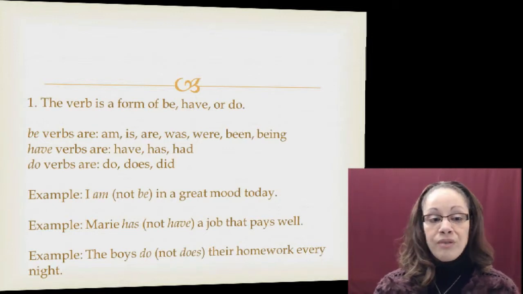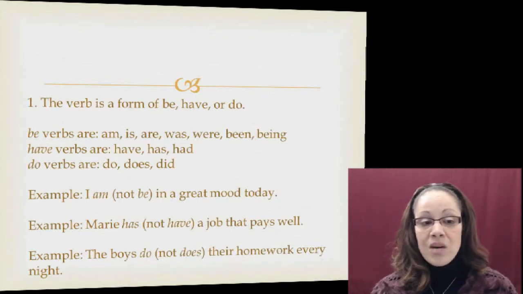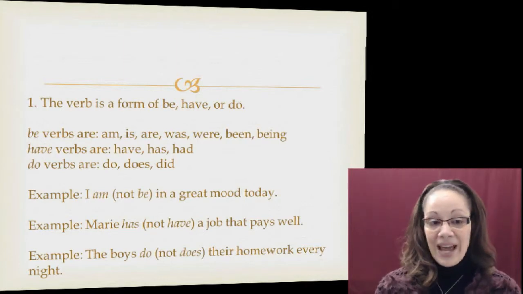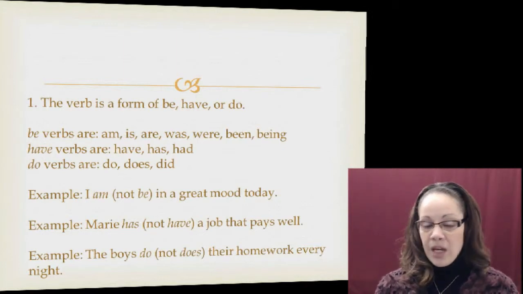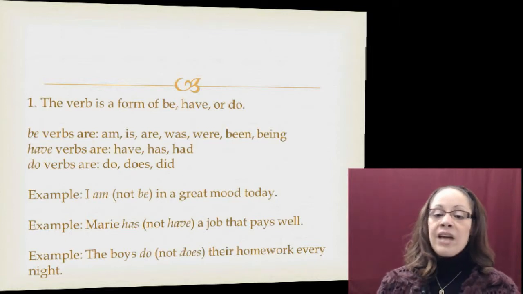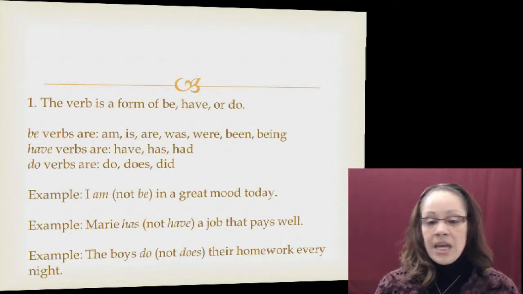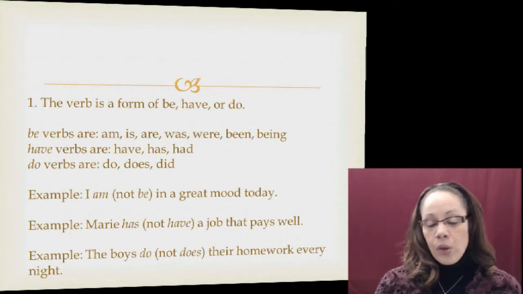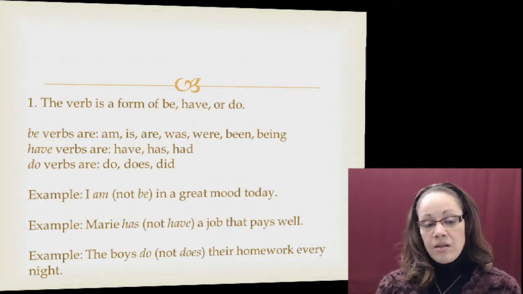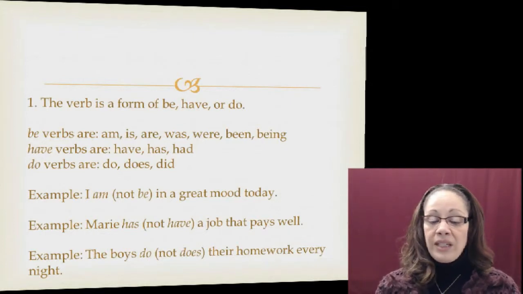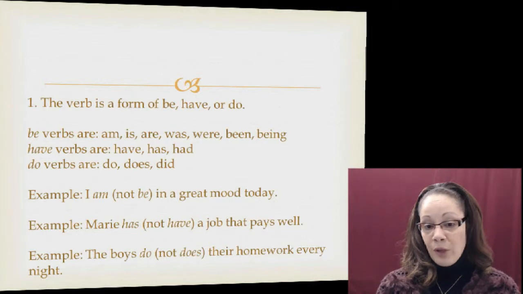So my example number 1 is, I am, not be, in a great mood today. Unfortunately, some people do speak like this by saying, I be in a great mood today. That's wrong. Be is never going to be the actual verb of the sentence. So our form of be that we need to match our singular first person subject of I is am. I am in a great mood today.